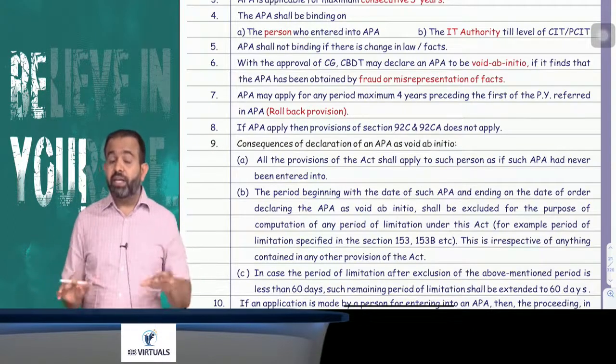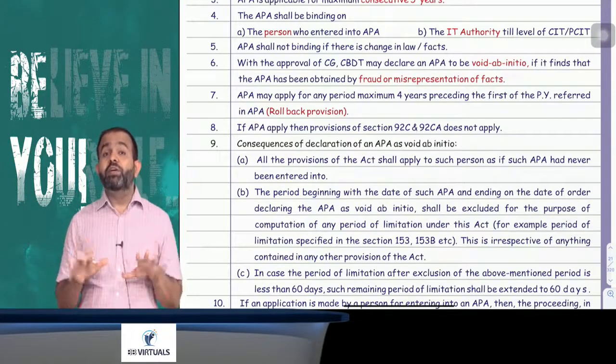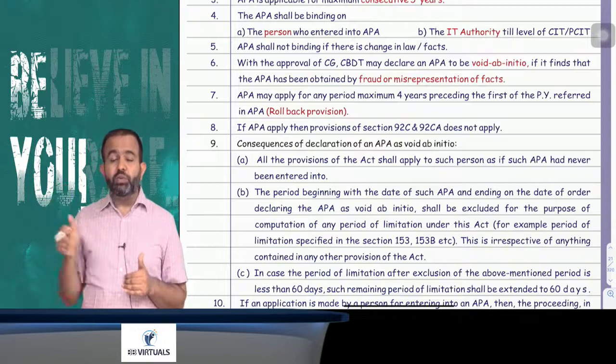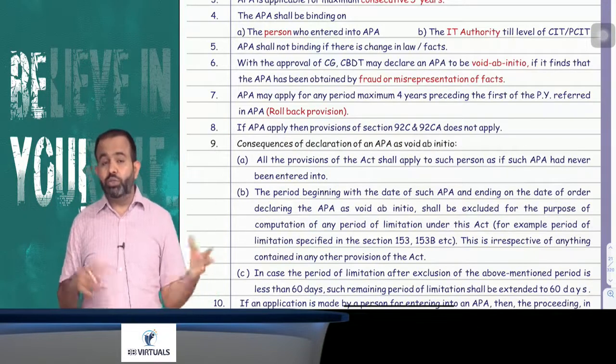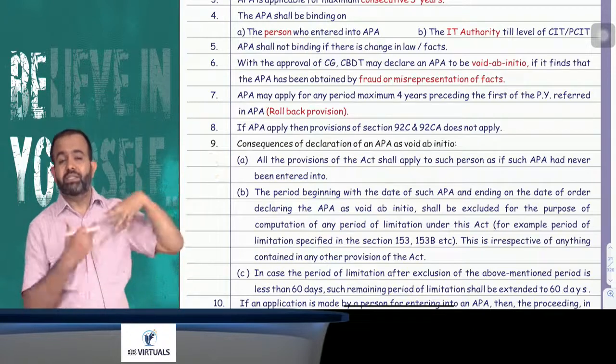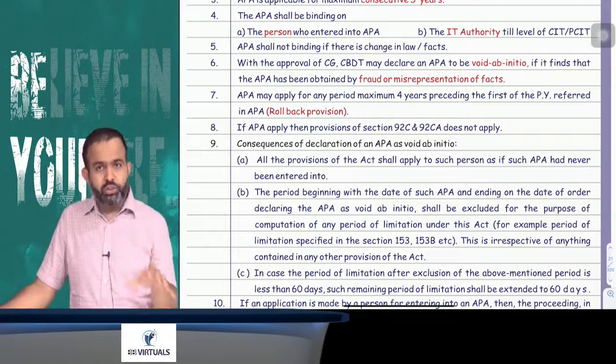If APPA is declared void ab initio, then all normal income tax provisions will apply. And the time lost from the date on which you entered into APPA till the date on which that APPA is declared void ab initio will be extended. It means the assessing officer will get extra time for completion of assessment. You got my point or not?